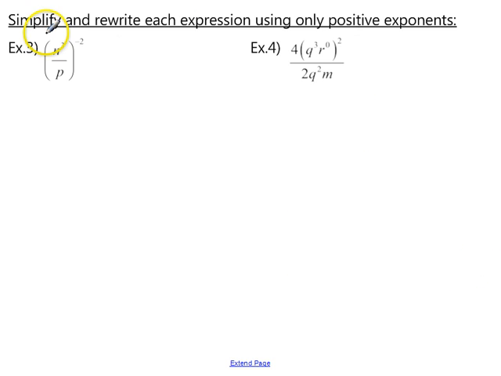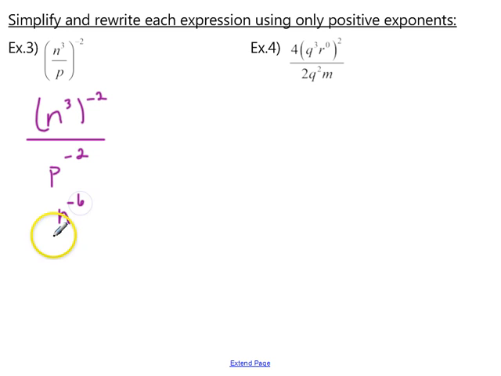So in example 3, we have this fraction, and then that whole thing is raised to the negative 2 power. So we need to make sure we distribute that exponent to each term inside. So we're going to have n cubed raised to the negative 2 over p raised to the negative 2. So first let's go ahead and simplify this. Remember, exponents raised to another exponent we need to multiply. So that's really n raised to the negative 6 over p to the negative 2.